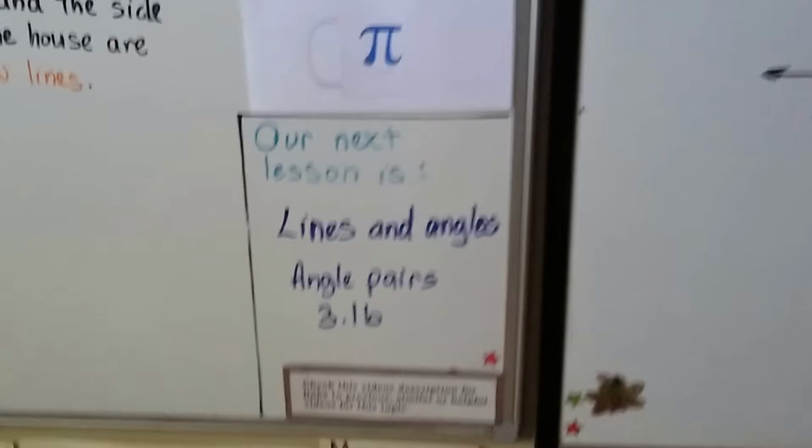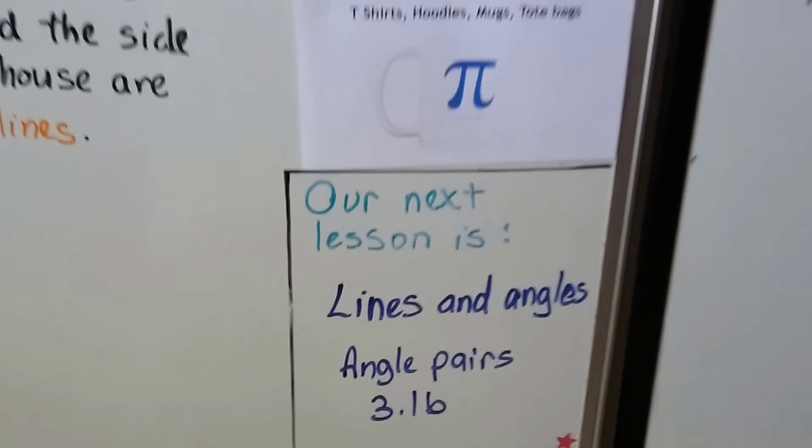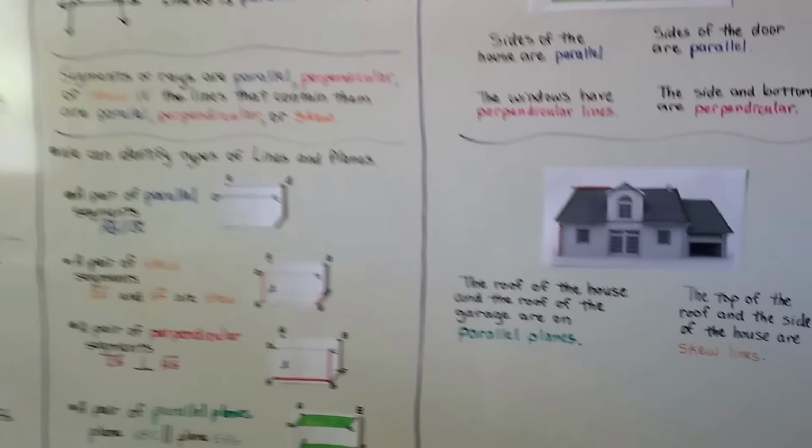Our next lesson for lines and angles is going to be about angle pairs. It's 3.1b. And I hope you took good notes.